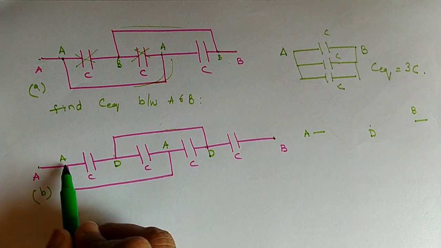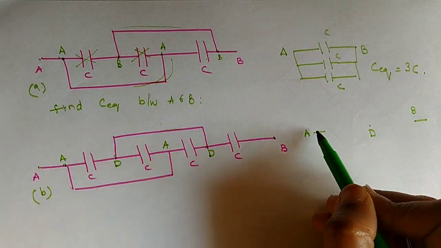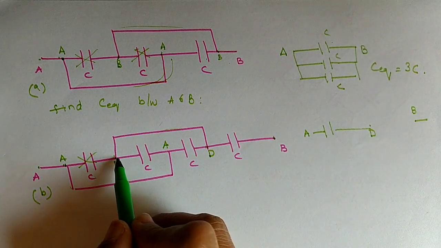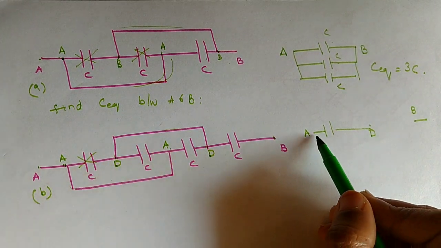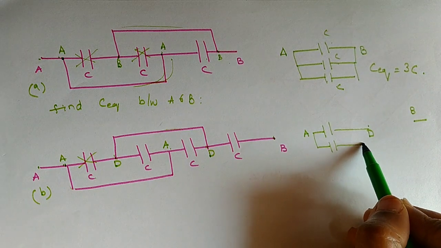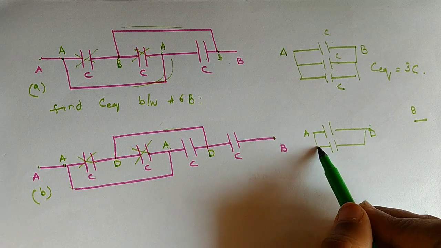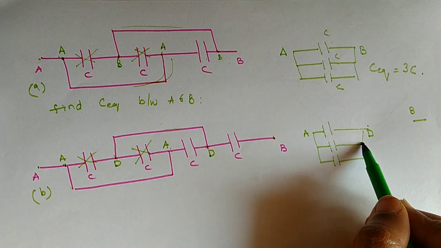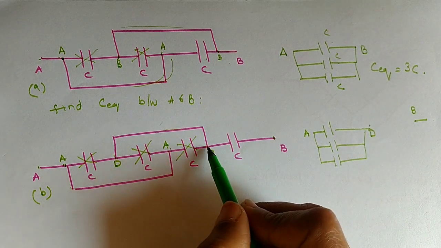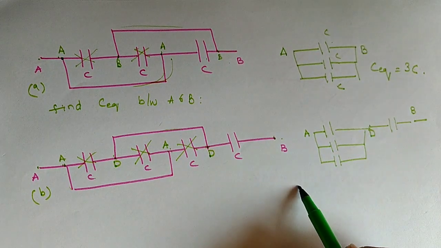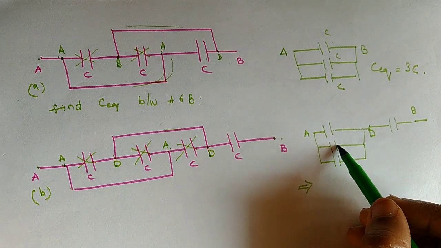So where is the first capacitor? Between A and D. Connect it. As soon as you connect, keep a cross. Second capacitor is also between A and D. Remove this. Third is also between A and D. And the last one is between D and B. Now you can simplify. C, C and C in parallel.